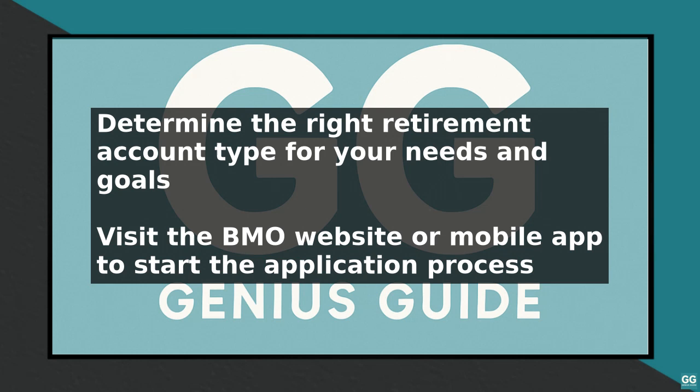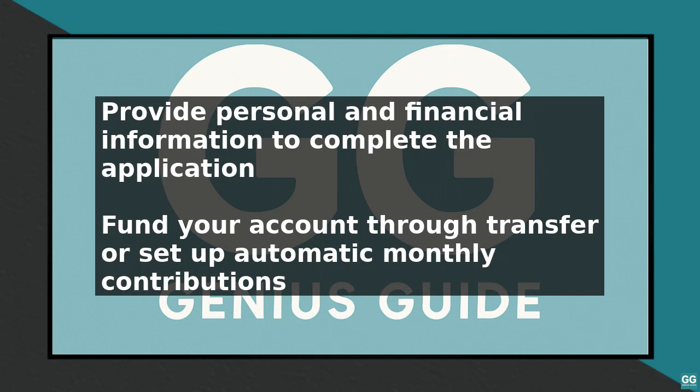First, visit the BMO website or mobile app and click on the Retirement Accounts section. Choose the type of account you want to open and select the option to apply online. You will be asked to provide some personal and financial information, including your name, address, and social insurance number.